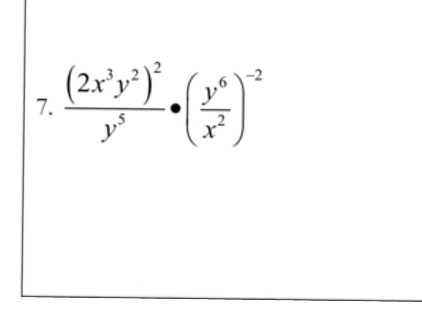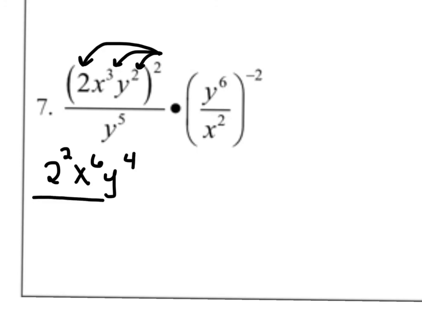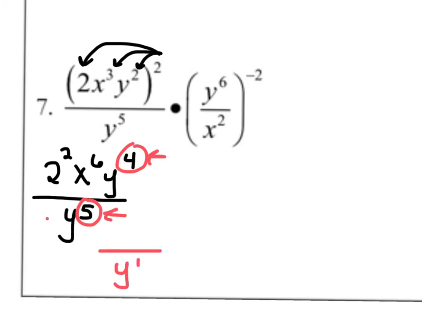Alrighty. 1 property at a time. This 2 goes to everything in those parentheses. That's 2 squared, x to the 6th, y to the 4th, all over y to the 5th. All right, we could go fraction subtraction. 5 minus 4 is 1. The bigger exponent's on the bottom. The y to the 1st stays on the bottom. 2 squared is 4. So I get 4x to the 6th over y.